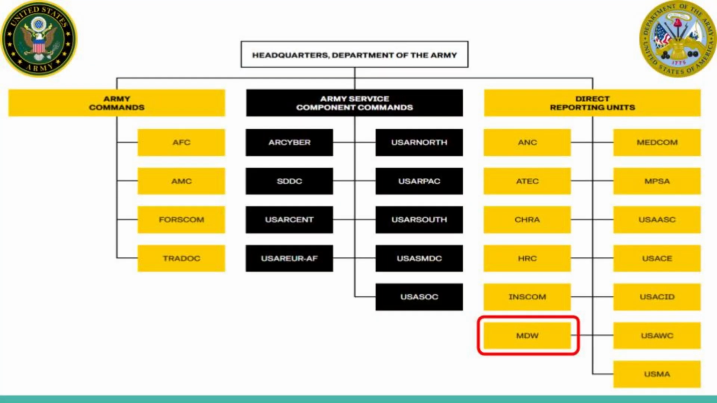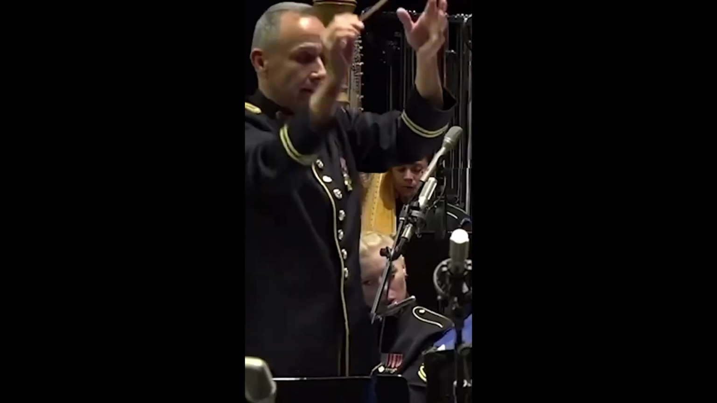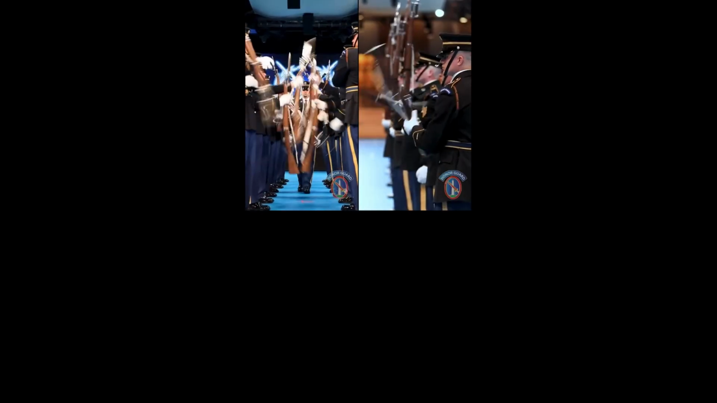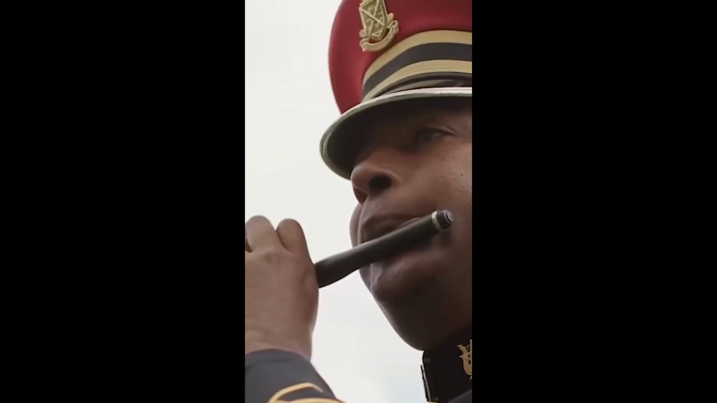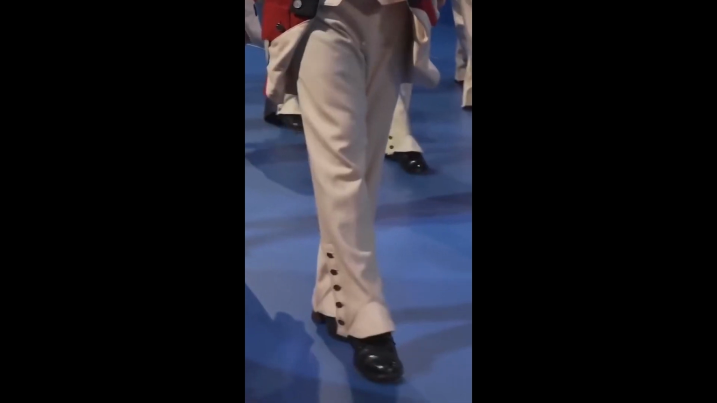Next we have Military District of Washington, or MDW, out of Fort McNair, D.C. The unit reports directly to the Chief of Staff of the Army. Their responsibility is the geographical command of the National Capital Region, NCR.